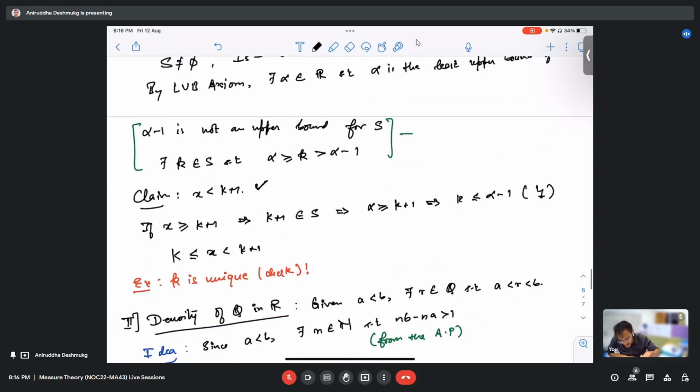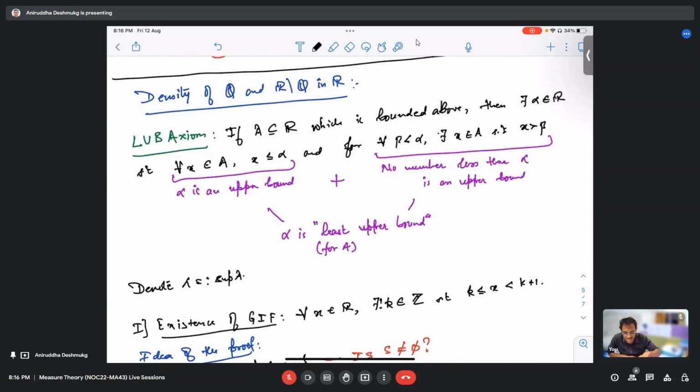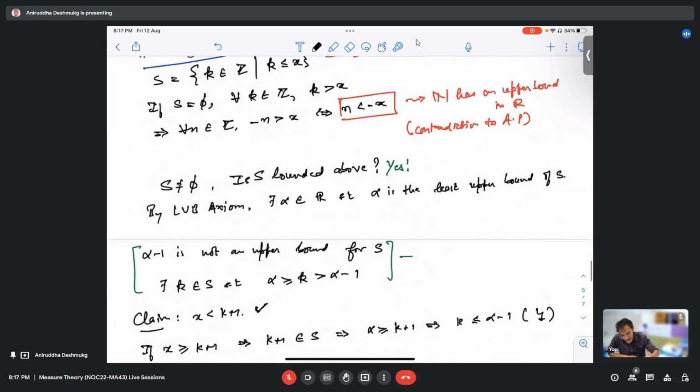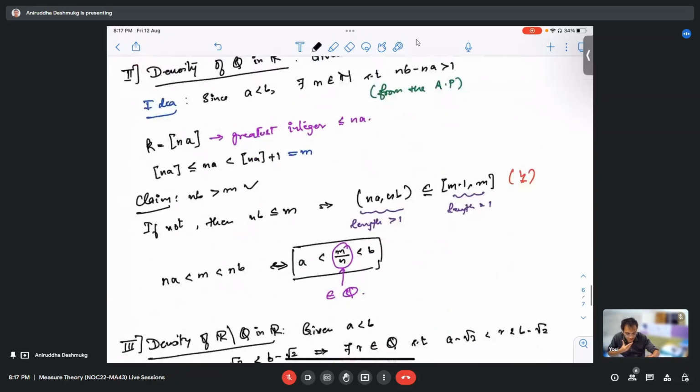Why did I discuss all this? Because using a similar technique, one can prove that the dyadic numbers are also dense in R. So between any two real numbers, you can find a dyadic number. And all those things are going to be helpful in your assignment 3 if you have gone through the questions.